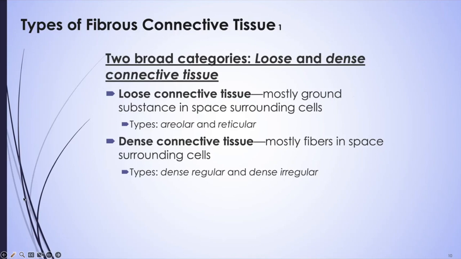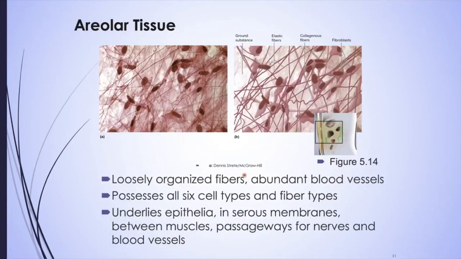So let's give some examples of loose connective tissue: areolar connective tissue and reticular connective tissue. For dense: dense regular and dense irregular. So that's kind of nice. Dense is in the name, should be really easy to remember. So our areolar tissue is going to have, like I said, loosely organized fibers. It's going to have an abundance of blood vessels. I didn't get a chance to tell you that. It possesses all 6 types of cells and fiber types, okay?